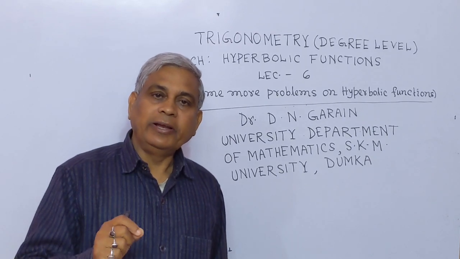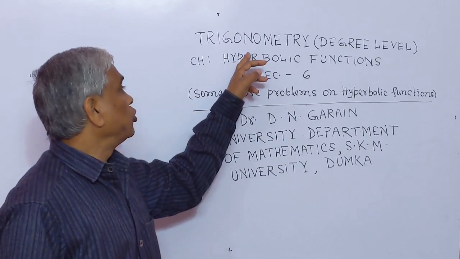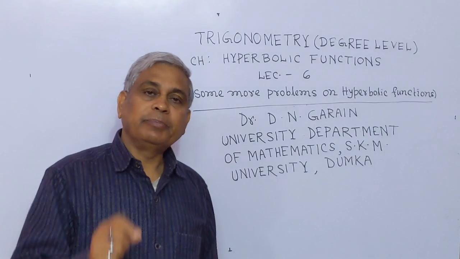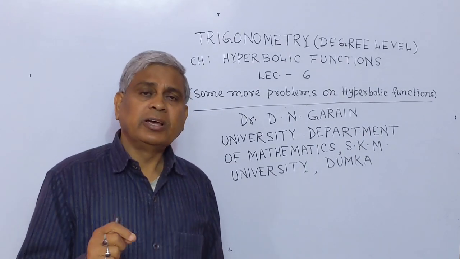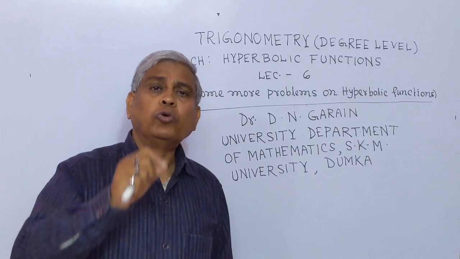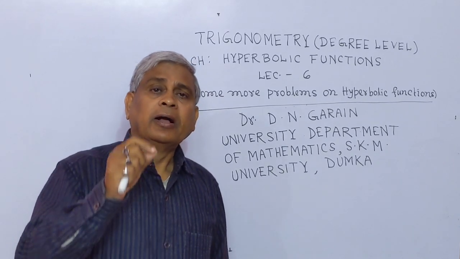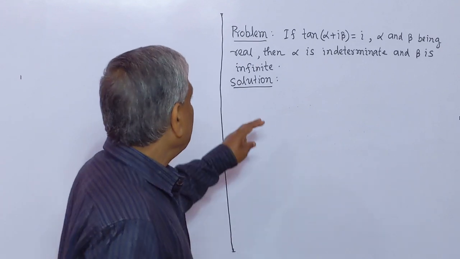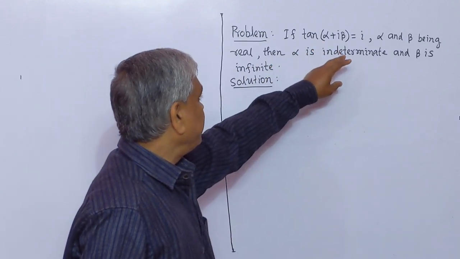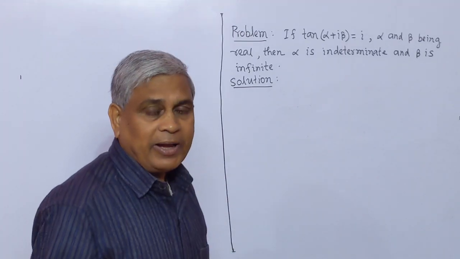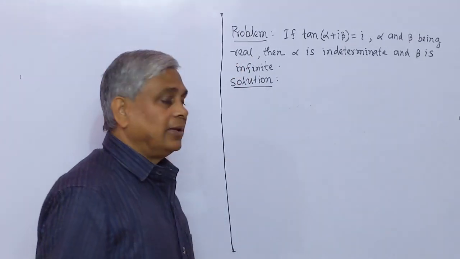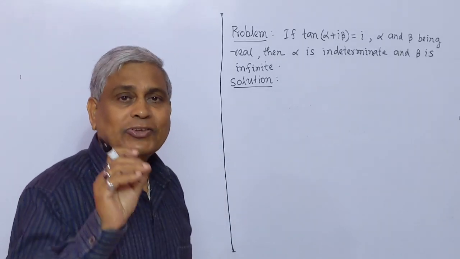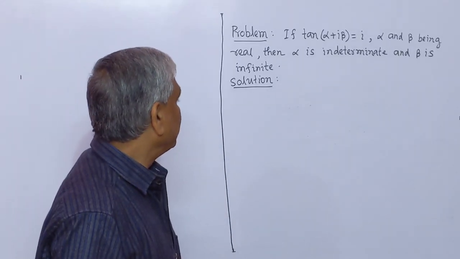Today, I will deliver a lecture on trigonometry, degree level, chapter Hyperbolic Functions, lecture number 6, in which I will solve some more problems on hyperbolic functions. Now we solve a problem. The problem is: if tan(α + iβ) = i, α and β being real, then α is indeterminate and β is infinite. Now we prove this.